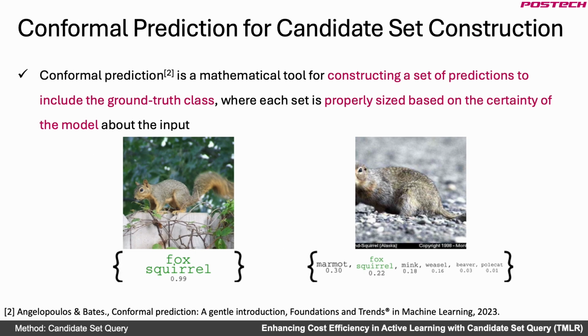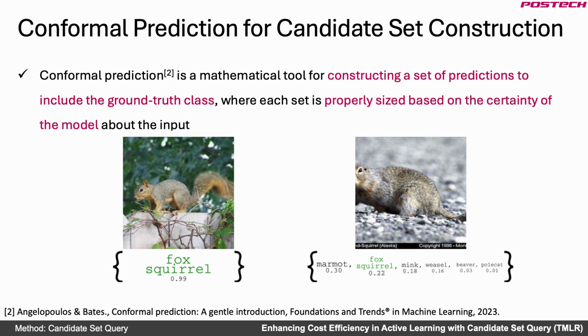To construct candidate sets, we employ conformal prediction. Unlike a single prediction, conformal prediction produces a set of predictions sized according to the model's confidence. In other words, conformal prediction is a mathematical tool for constructing a set of predictions to include the ground truth class, where each set is properly sized based on the certainty of the model about the input.